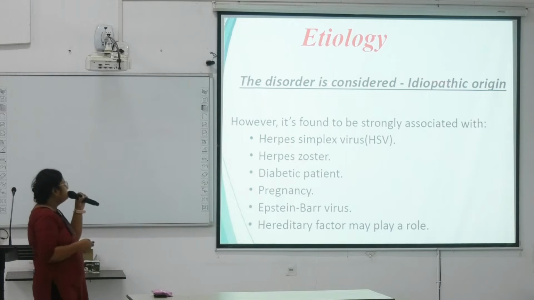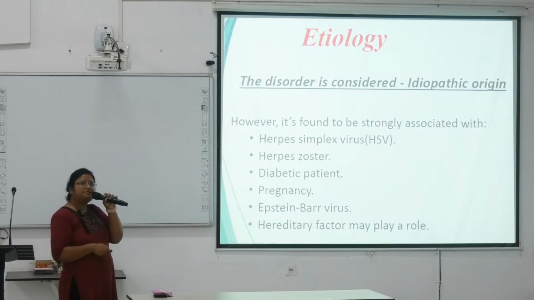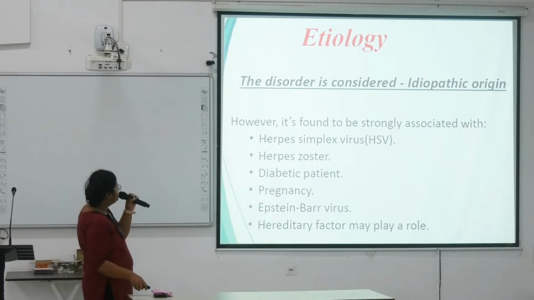It is considered idiopathic in origin. However, certain infections may be strongly associated with this facial palsy. Infection with viruses like herpes simplex virus, herpes zoster, and it is more common in diabetic patients, during pregnancy, infection by Epstein-Barr virus, or hereditary factors may play a role in the etiology of this Bell's palsy. Okay, understood?